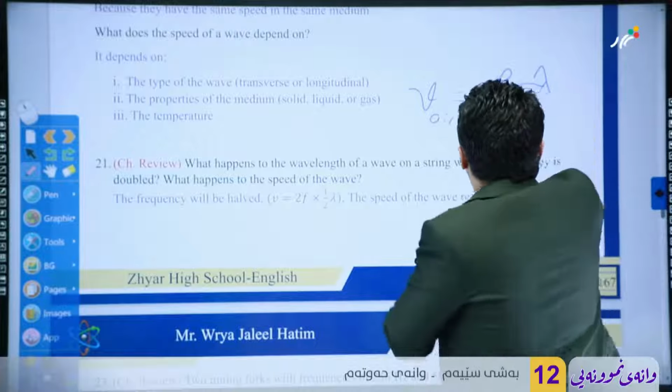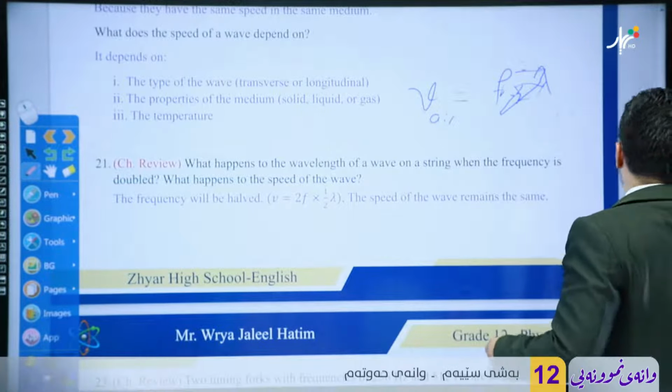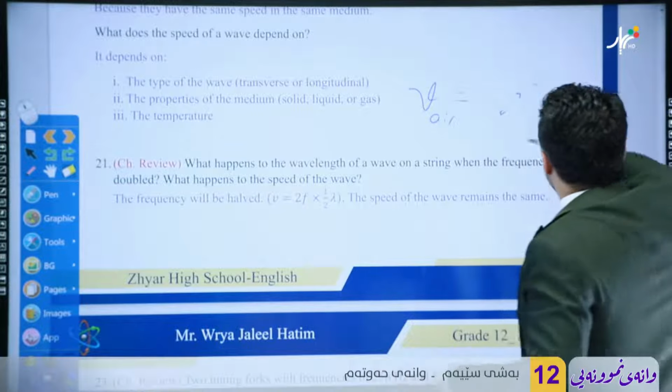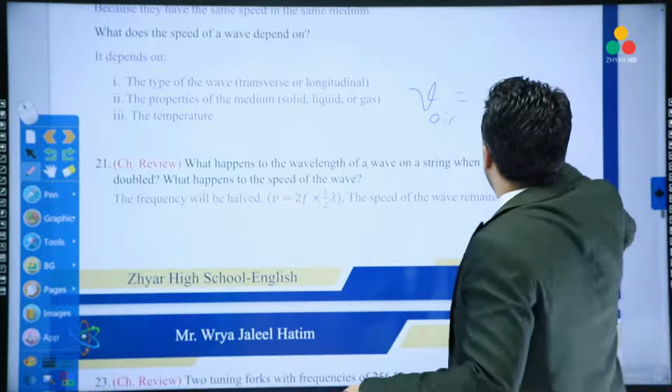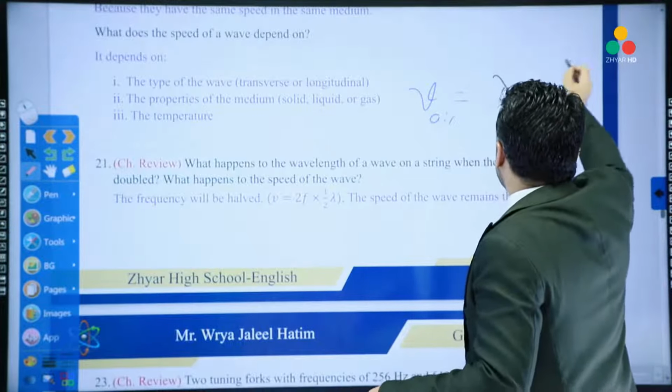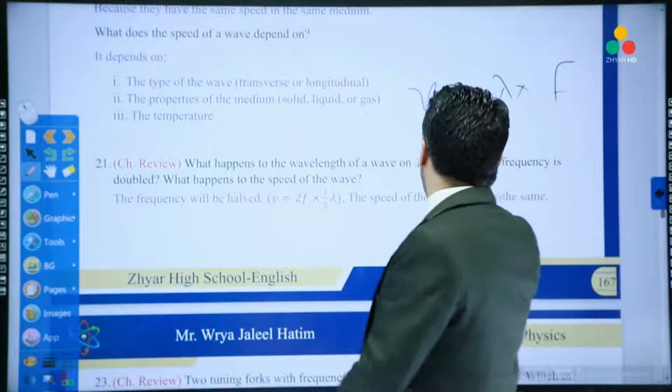Let me write it the other way around. Let me get the eraser. So here, let's just write this one this way: wavelength times frequency. It doesn't make any difference, by the way, which one you write first. It doesn't matter.